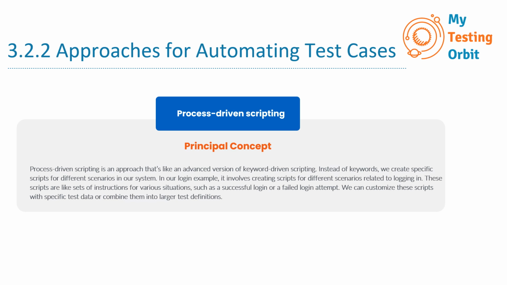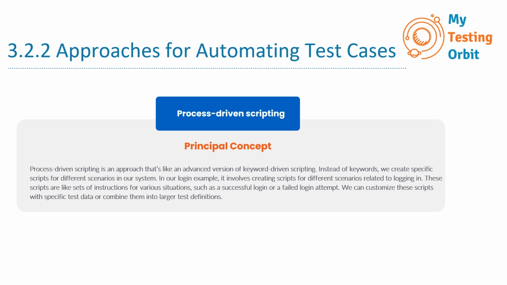Process-driven scripting is an approach that's like an advanced version of keyword-driven scripting. Instead of keywords, we create specific scripts for different scenarios in our system. In our login example, it involves creating scripts for different scenarios related to logging in. These scripts are like sets of instructions for various situations such as a successful login or a failed login attempt. We can customize these scripts with specific test data or combine them into larger test definitions.